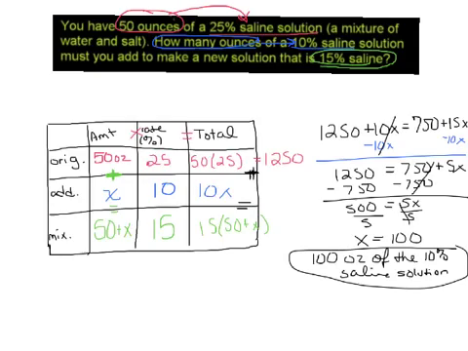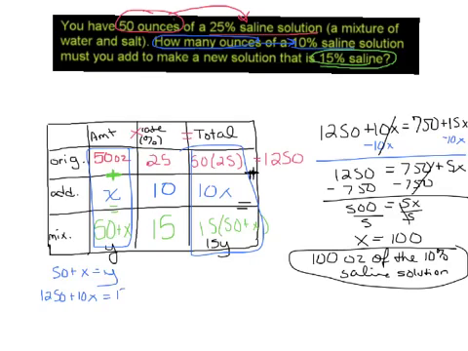Just as a little side note, let's pretend this was y. This would end up being 15y, so therefore my two equations would be set up, first of all, from this first box, that 50 plus x is equal to y, and then from this last box, I would end up with 1,250 plus 10x is going to equal 15y. Then you can either use substitution or elimination in order to solve that. Or if you wanted, you could even solve graphically, which is always a good thing to keep in mind.